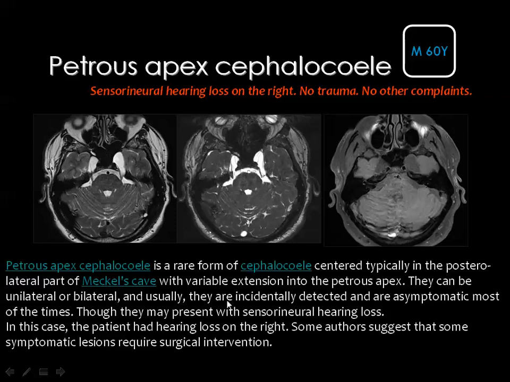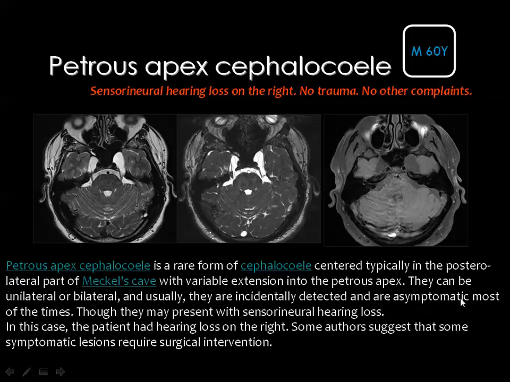It is known as petrous apex encephalocele. This is a rare form of cephalocele centered along the posterolateral aspect of the Meckel's cave. You know that on either side of the sella you can see the cavernous sinus. Posterior to the cavernous sinus, you can see the Meckel's cave, where the ganglion of the trigeminal nerve is present. In this area, you can see collections of CSF, and this is known as petrous apex cephaloceles.